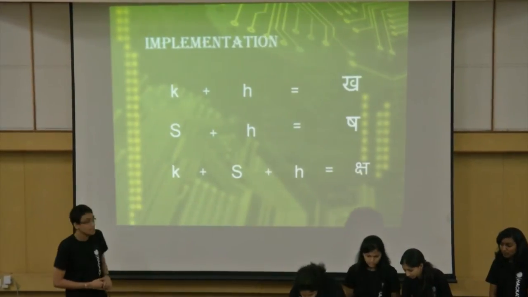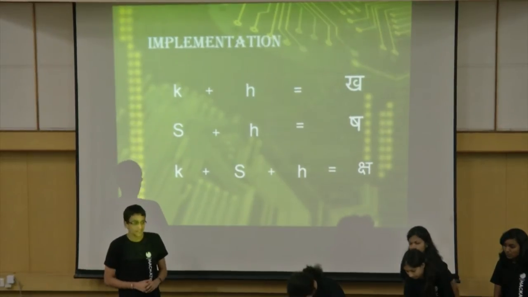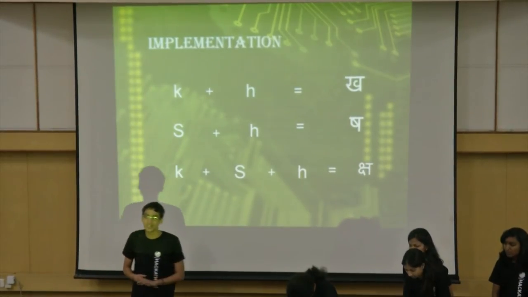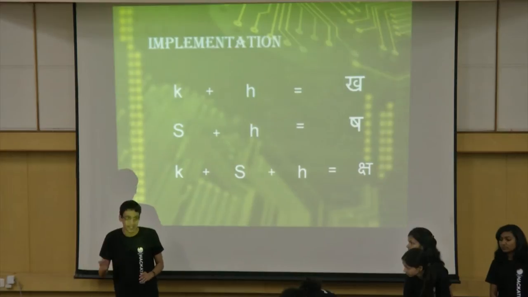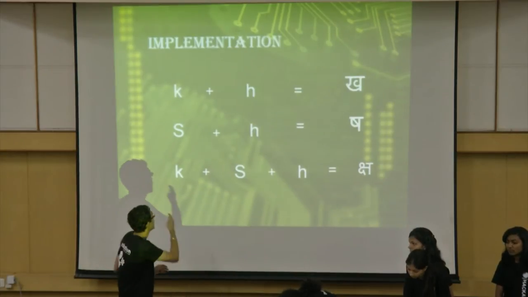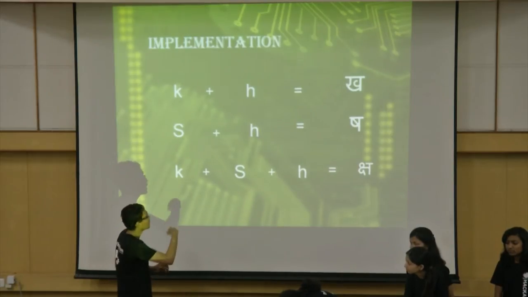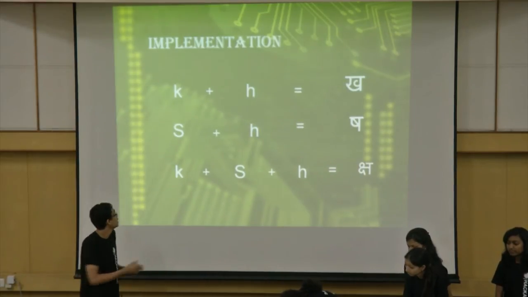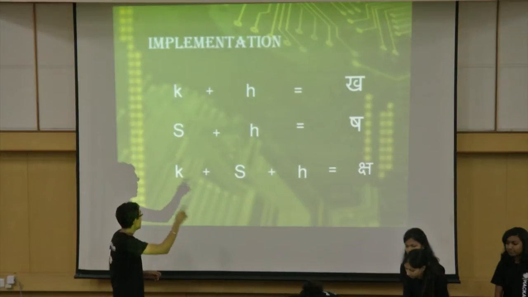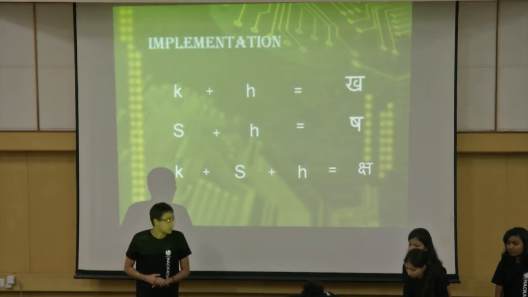Next slide please. For the implementation of difficult words, we have combinations like, everyone knows that kh is pronounced as k plus h, kharab. So we have implemented it: when you write k, k will be printed, and if you write kh, kh will be printed. Sh is for sure, and k plus s plus h is for sure.